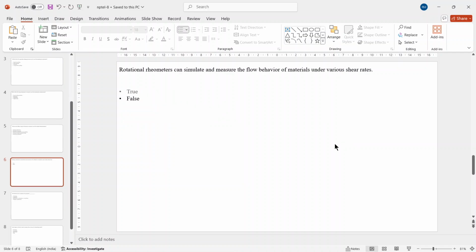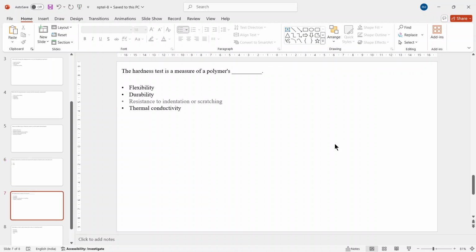Next we have: rotational rheometers can simulate and measure the flow behavior of material under various shear rates. Just exactly how I explained in the previous question. The answer for this is true. Next, we have: the hardness test is a measure of a polymer's dash. We have four options here: flexibility, durability, resistance to indentation or scratching, and thermal conductivity.